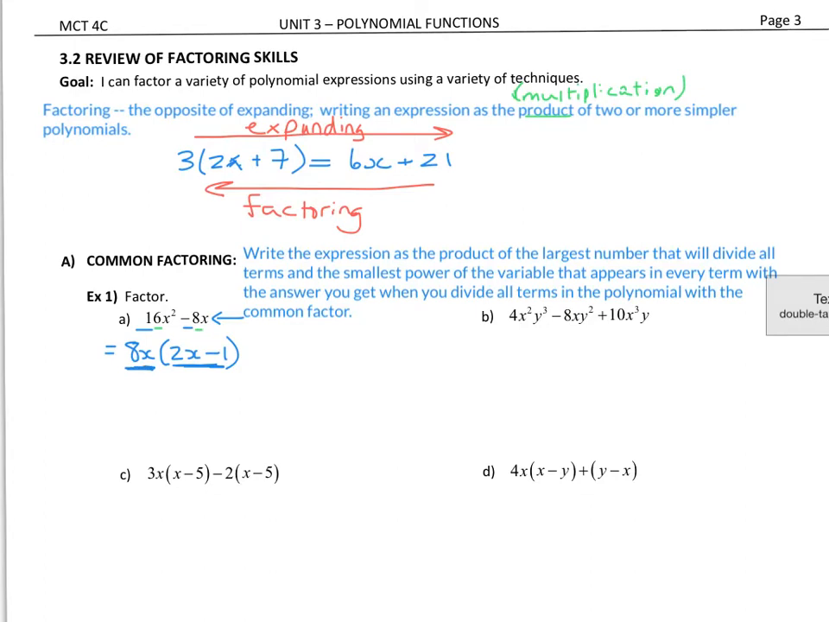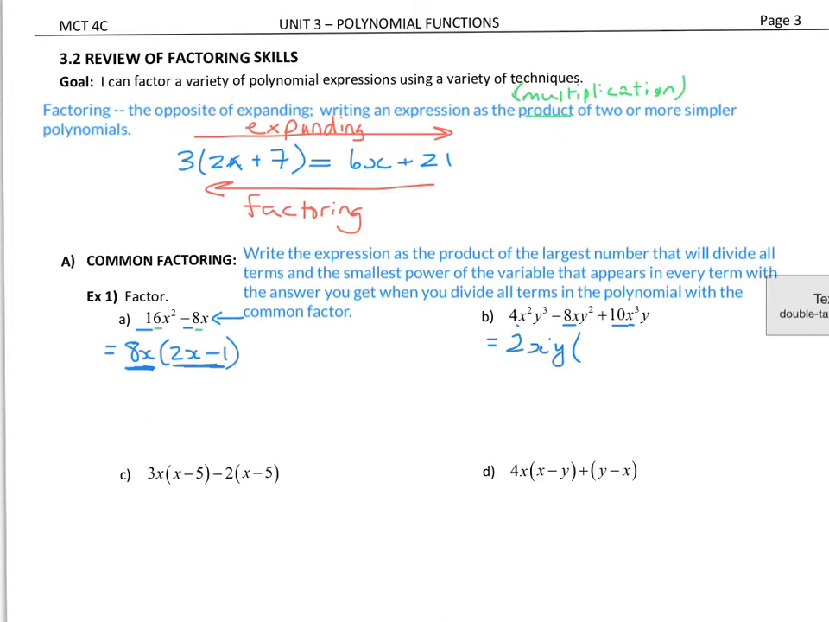All right, looking at the next one, we have a 4, we have an 8, and we have a 10. Out of those numbers, the biggest number that can possibly divide all three of those would be a 2. All terms have an x in it, and the first one has x squared, and second is an x to the 1, and the third is an x cubed. The smallest power of x is just x to the 1, and y appears in every term. We have a y cubed, a y squared, and a y to the 1. Y to the 1 is the smallest power. So that's my common factor, 2xy.